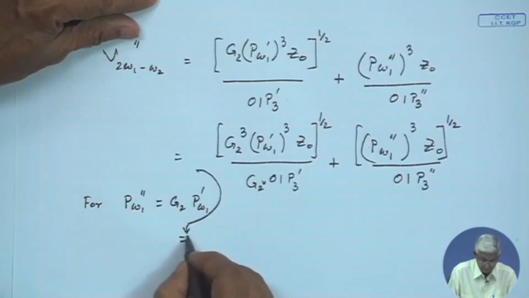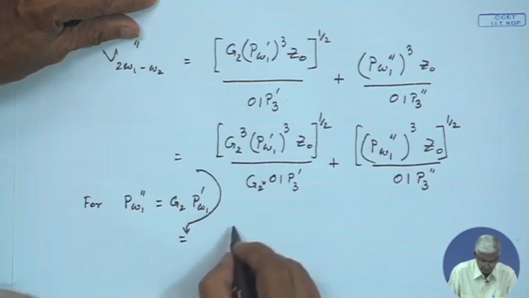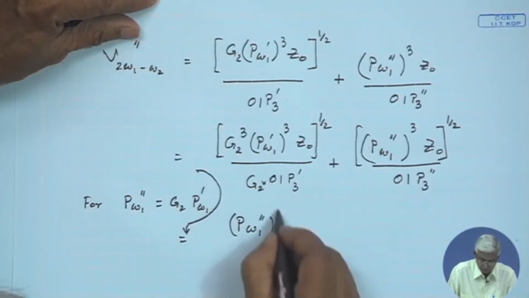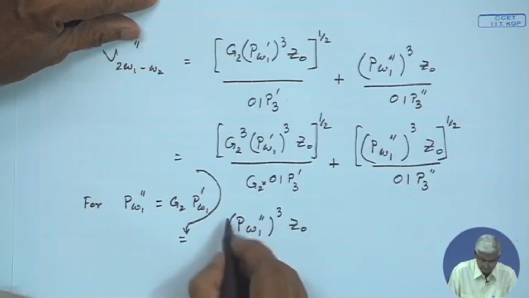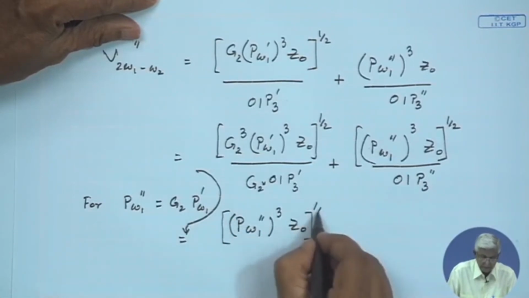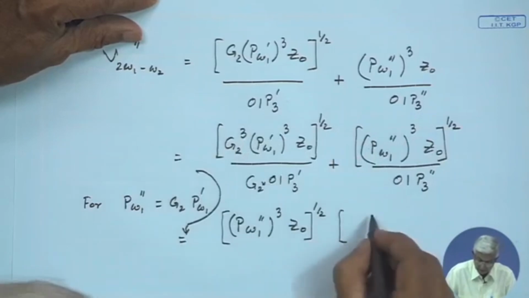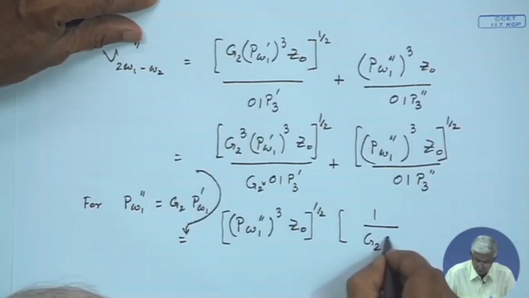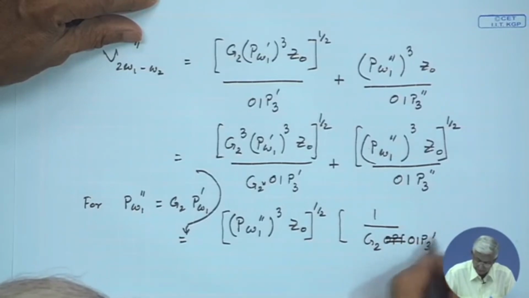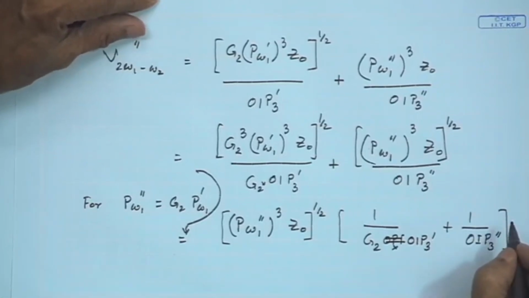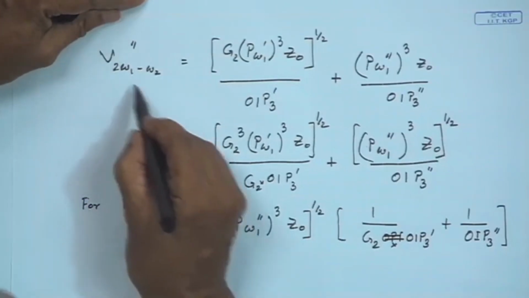comes out to be, or I can write the whole thing, P omega 1 double prime whole cube into Z naught, to the power half, multiplied by, since the numerator is taken out, 1 by G2 OIP3 prime plus 1 by OIP3 double prime. So, this is the voltage part that is coming.